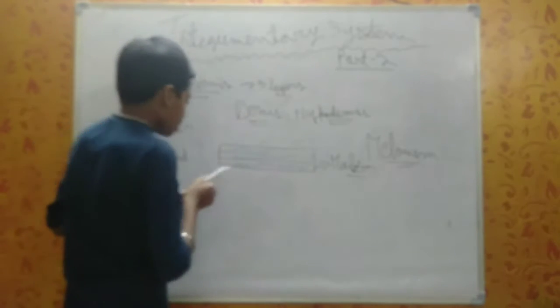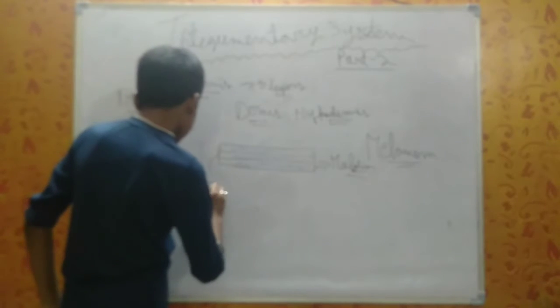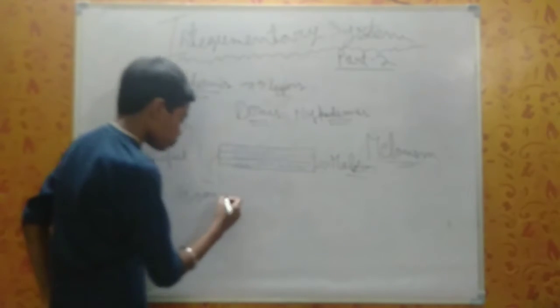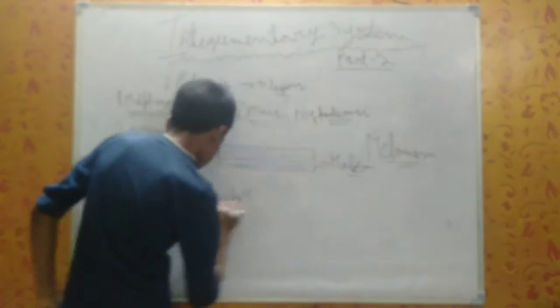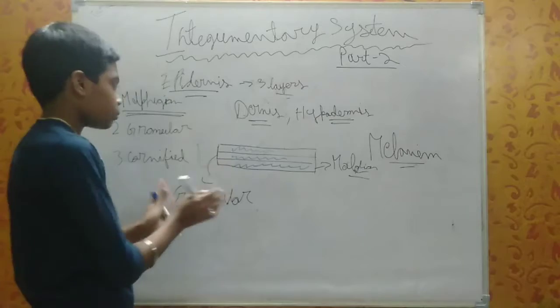Okay, the next is the granular. The granular is the second one. There are some cells, dead cells and alive cells also. So there are some things.